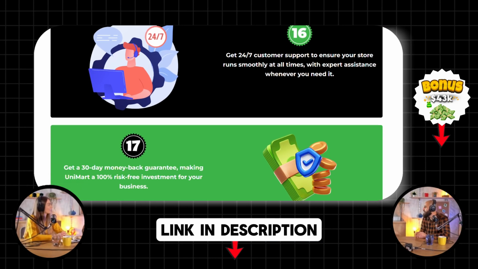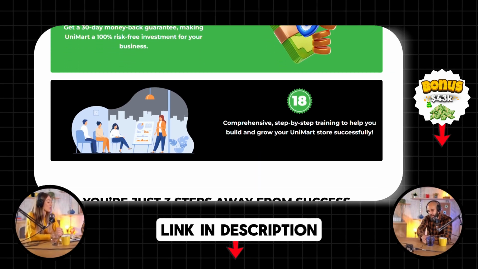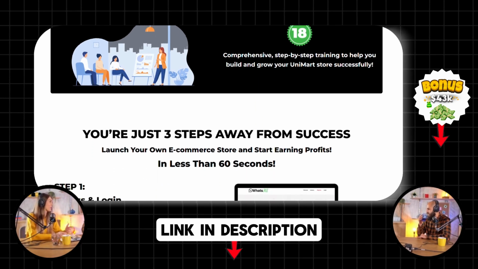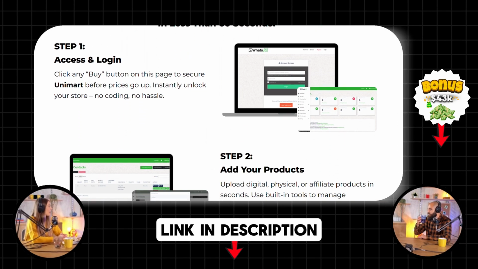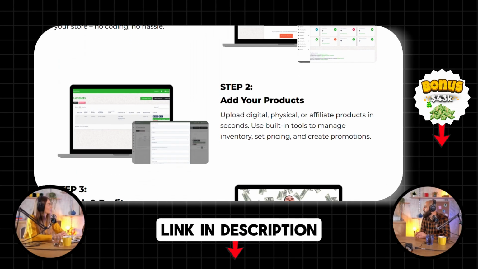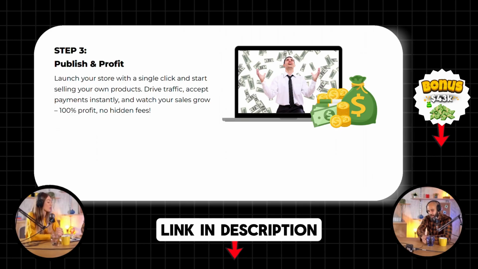And they're not limiting themselves to just one type of user either. They list a whole bunch of potential customers: digital marketers, affiliate marketers, e-commerce store owners, local business owners, product creators, freelancers. Everyone's invited to the UniMart party. They're casting a wide net, trying to appeal to anyone who might be even remotely interested in selling online.